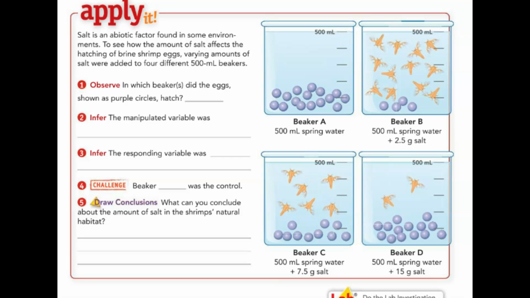Number 3 says infer. The responding variable was. Well, we kept changing the amount of salt in each beaker, and because different amounts of salt were added, a different number of shrimp hatched. So the responding variable was the number of hatching shrimp.